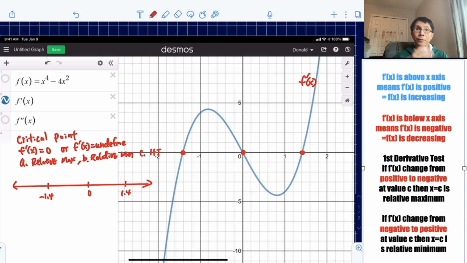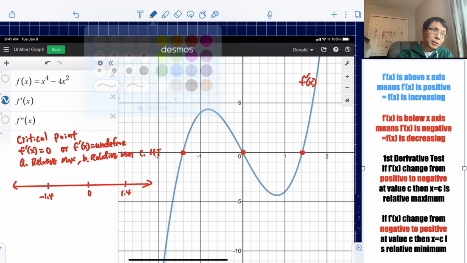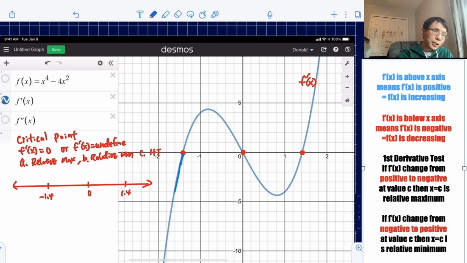If you look at the things on the right-hand side, it says f prime of x is above the x-axis and below the x-axis. What does that mean? If it's above, f prime of x is positive. I use the color blue to show you. If f prime of x is below the x-axis, that means it's negative. F prime of x is negative, which also means the original function is decreasing, because that's what the first derivative tells me. So this part here is negative. You see this region that's in blue is below the x-axis. Actually not blue.